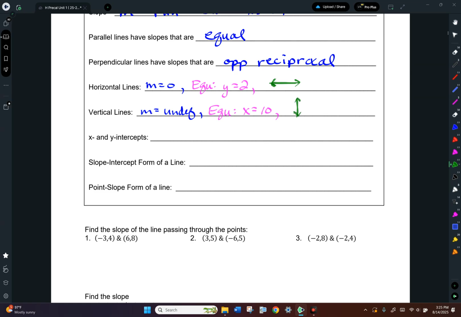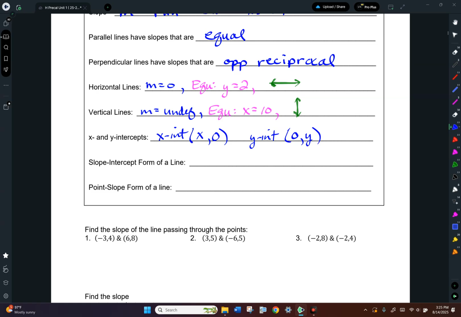Okay. What do we know about the x and y intercepts? Well, yes, it's where the graph touches the x-axis or the y-axis, but specifically, if it's the x-intercept, then you know that the y-coordinate is 0, so it's some x number comma 0, whereas if it's the y-intercept, then you know it's the x-coordinate that's 0, and then you have some y-coordinate.